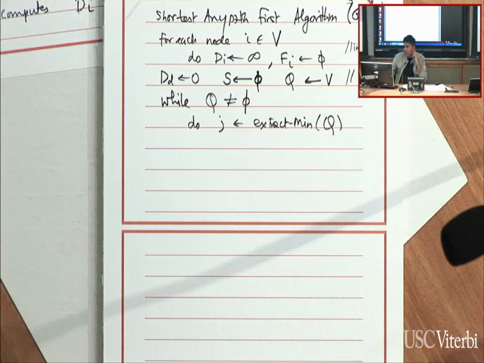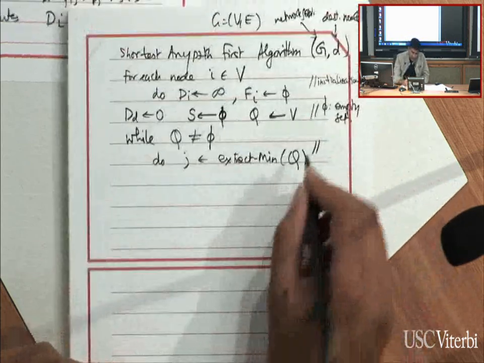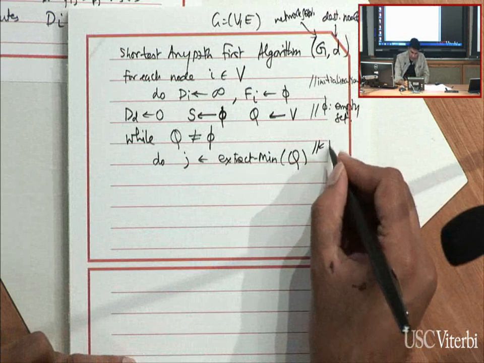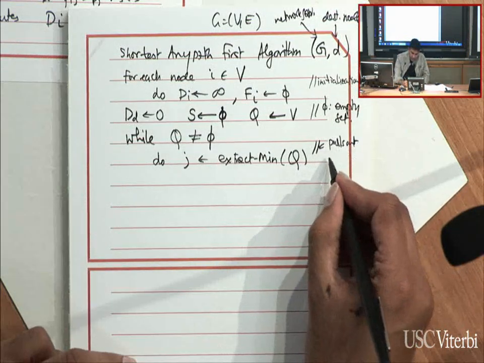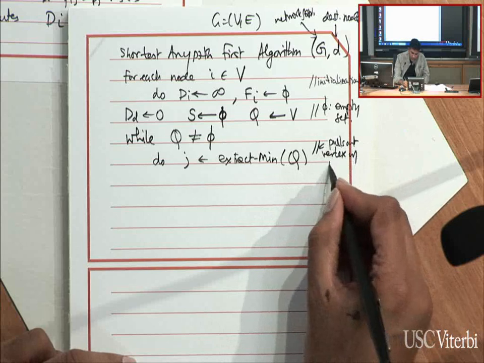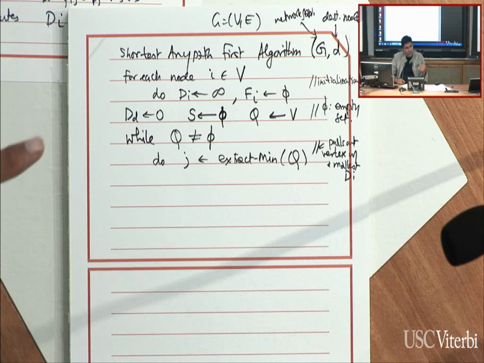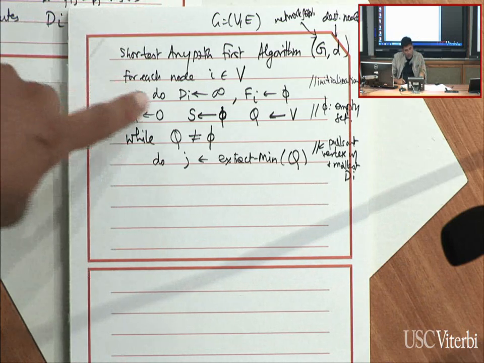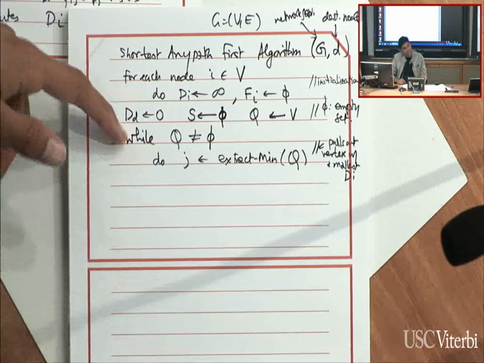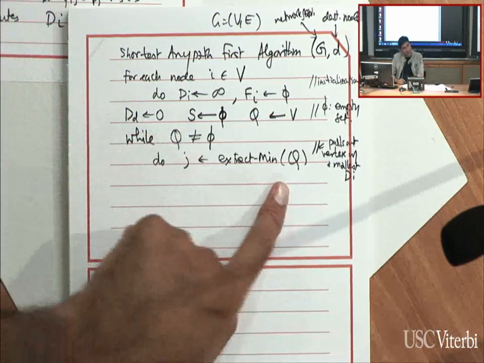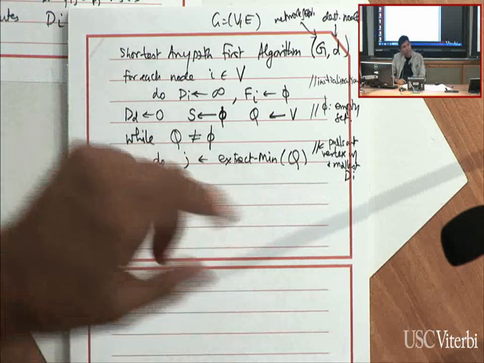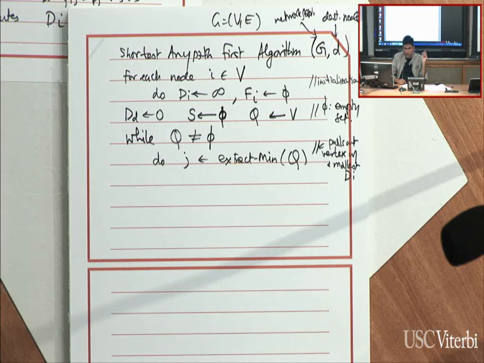So what does extract min do? It's going to pull out the node with the smallest distance to the destination. So this basically pulls out the vertex with the smallest di. When you first start the algorithm, all of the nodes have distance infinity except the final destination. So the first node to get pulled out from Q through this extract min operation will be just the destination node. That will be the very first one.